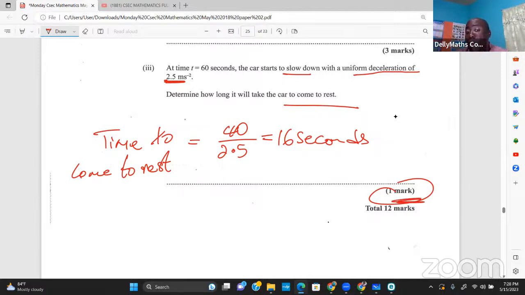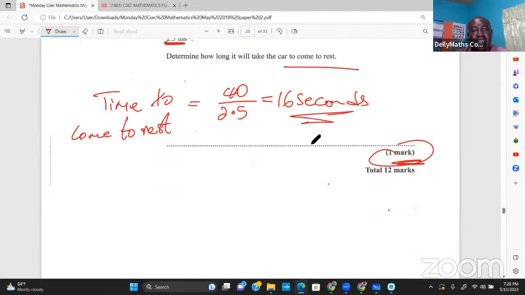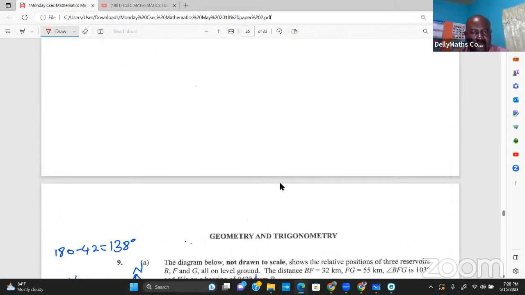And that is why it's a 1 mark question. By the snap of the fingers, we're done. 16 seconds, and that car would come to rest, which means to stop. It's done.